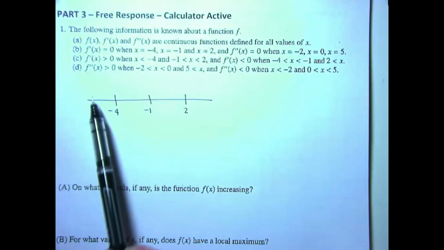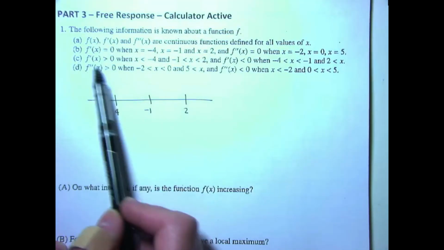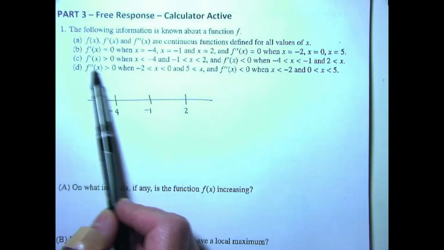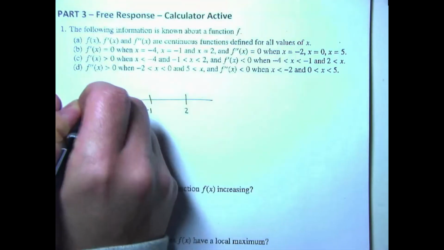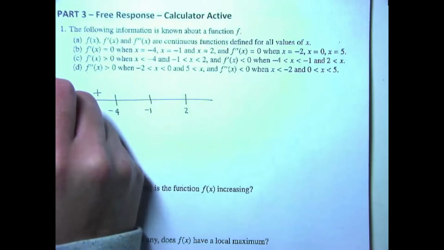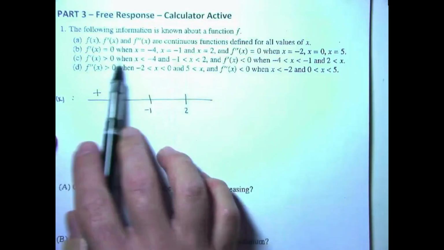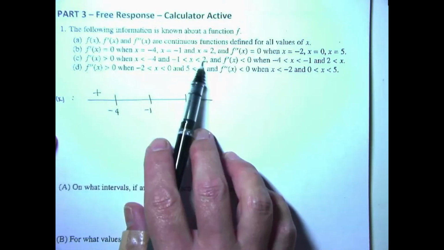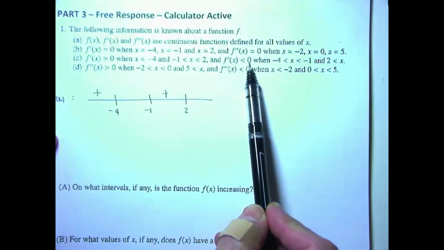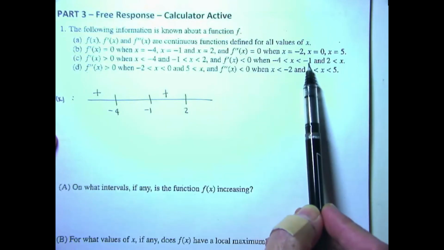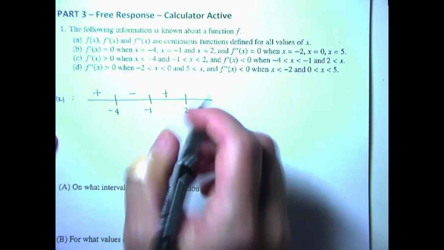It does tell me what each one of these intervals are going to do as far as whether they're negative or positive. If you look at part C, it says f prime of x is greater than 0. It's positive on the interval where x is less than negative 4. So it tells me that the derivative is positive here. So here we're dealing with f prime of x, right? It says that it's also positive when x is between negative 1 and 2. So between negative 1 and 2, it is positive. It says that the first derivative is negative on the interval between negative 4 and negative 1. So it's negative here. And it's also negative for all x greater than 2.